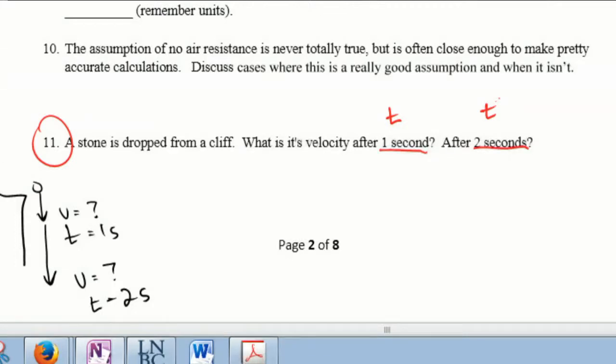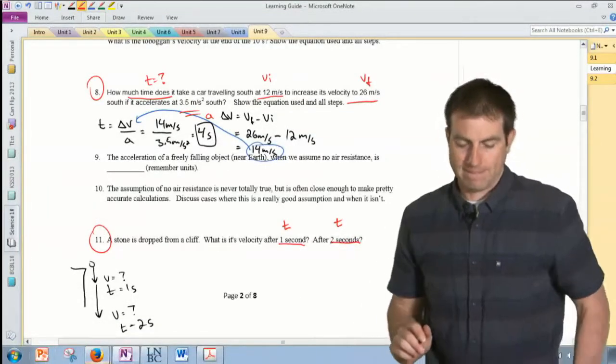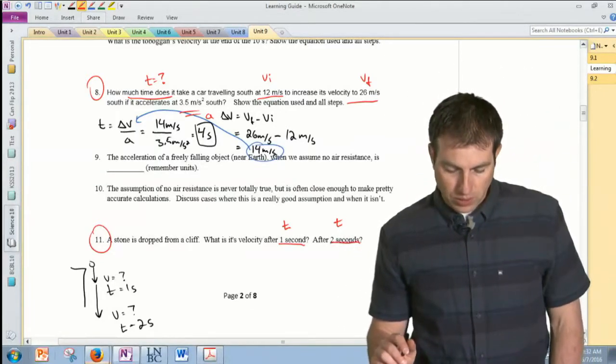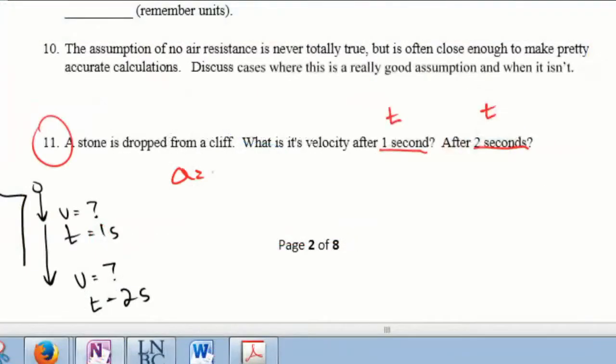What else do I know about this stone? Or, if you think in terms of variables, what variables do I know that aren't included in the question? Things that are embedded in there but not explicitly said. What do we think? It'll be accelerating at 9.8 meters per second squared because it's free falling. Yes, because it's an object in free fall, and we'll call things going down negative, A is negative 9.8 meters per second squared.